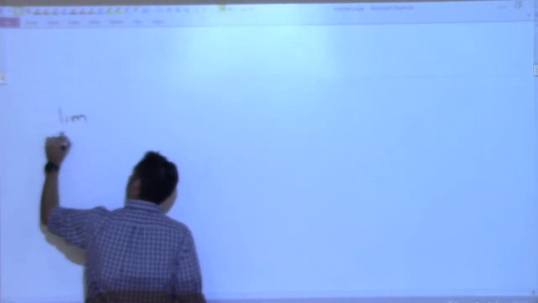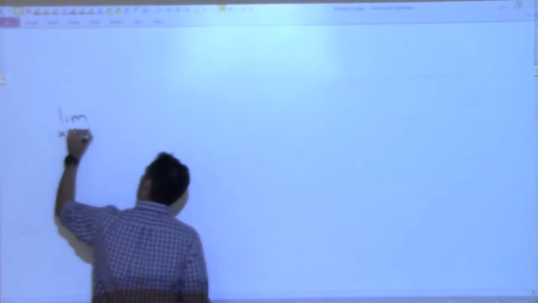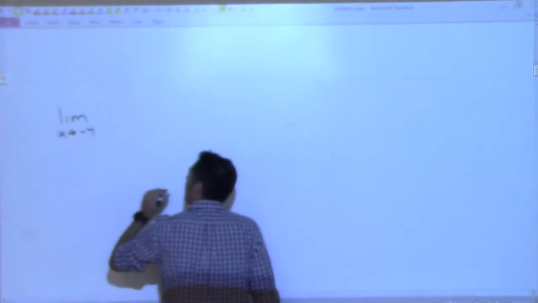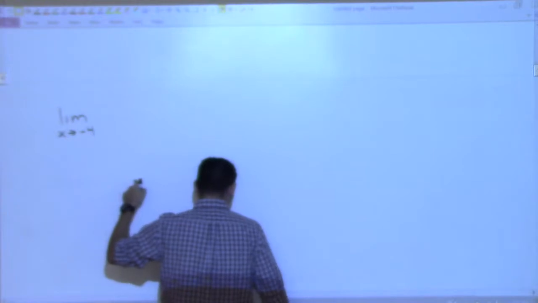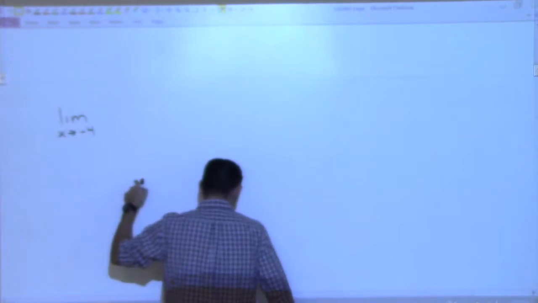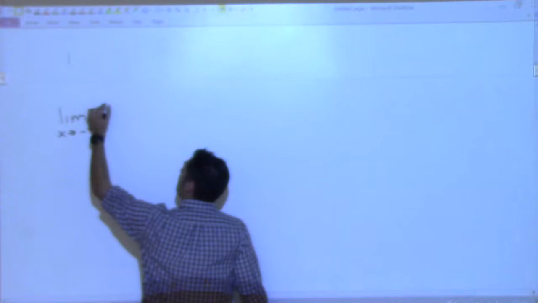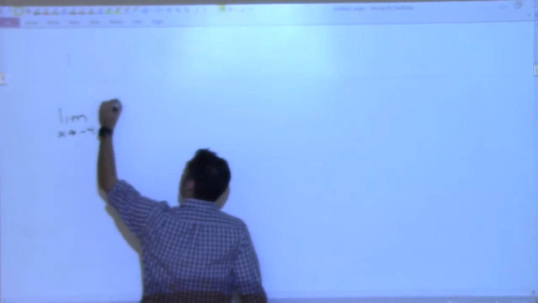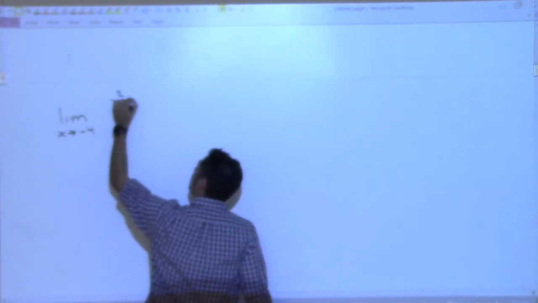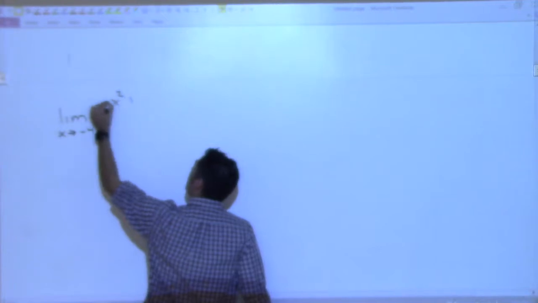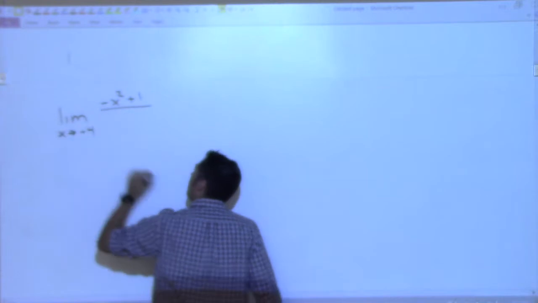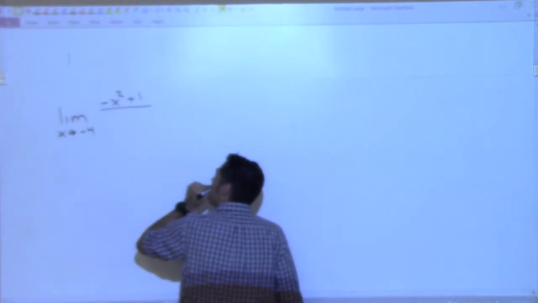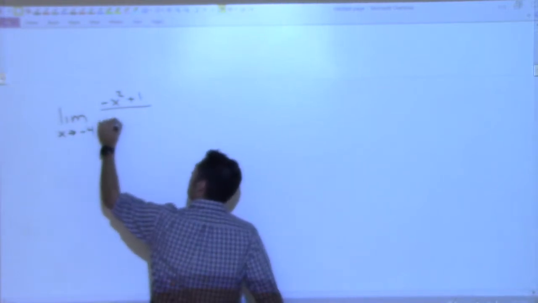All right, let's do the limit as x approaches -4 of the function negative x squared plus 1 over 4 plus x.